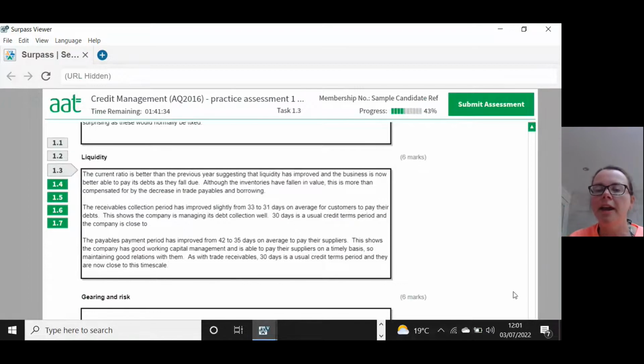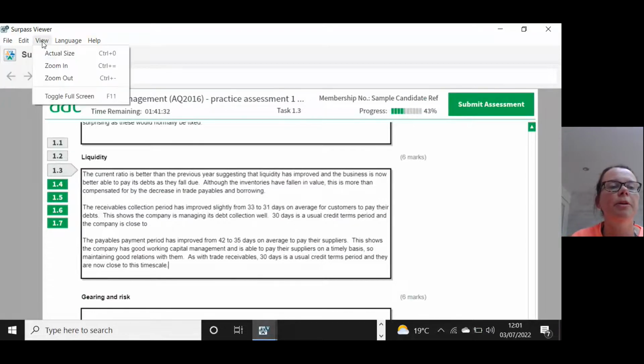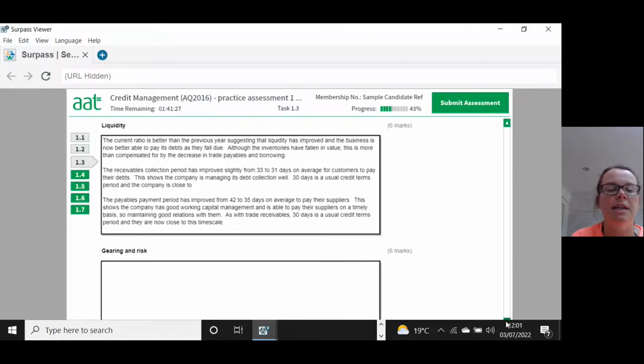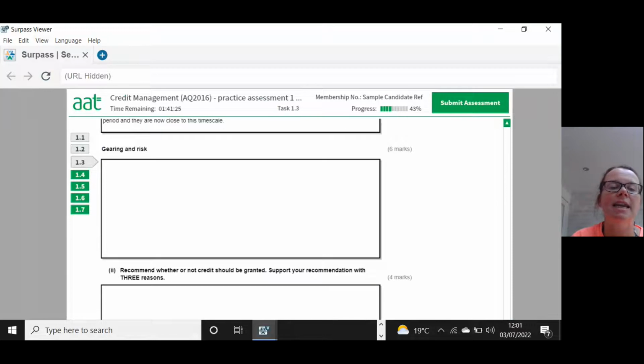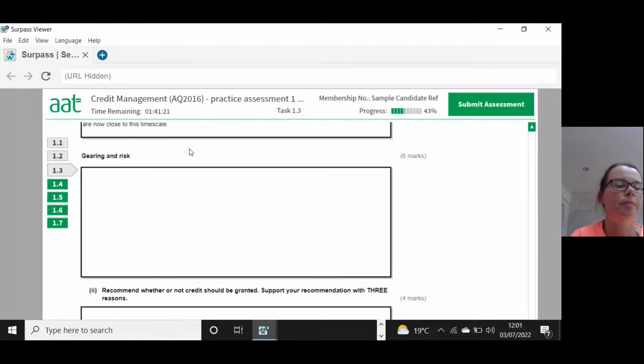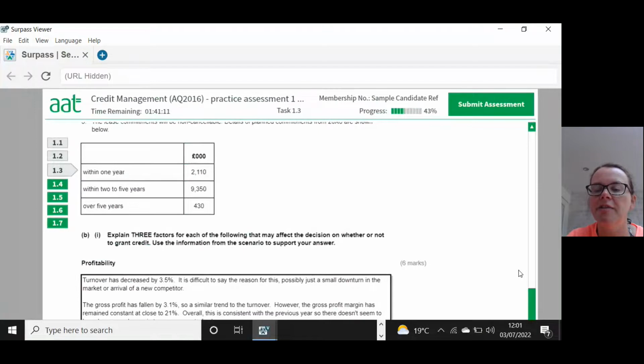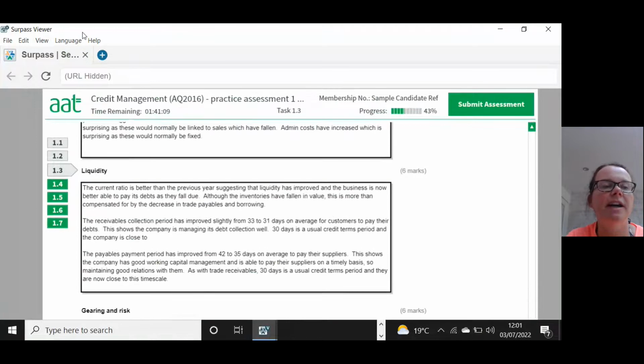Okay, so then we come to the next box, which is gearing and risk, and again 6 marks. So here my 3 points. Has it asked you to explain 3 factors? Yes, so you've still got to do your 3 factors.